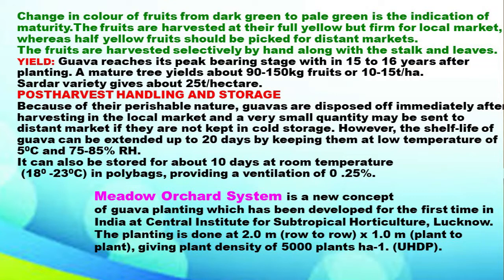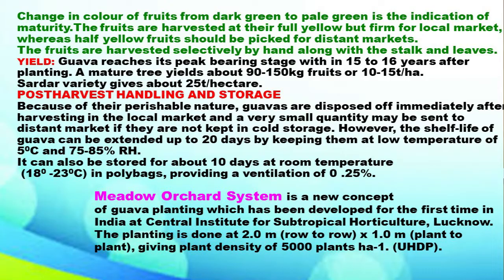Now in the case of guava, a change in color of the fruit from dark green to pale green is the indication of maturity. The fruits are harvested at full yellow but firm for the local market, whereas half yellow fruits should be picked for the distant market. The fruits are harvested selectively by hand along with the stalk and leaves.